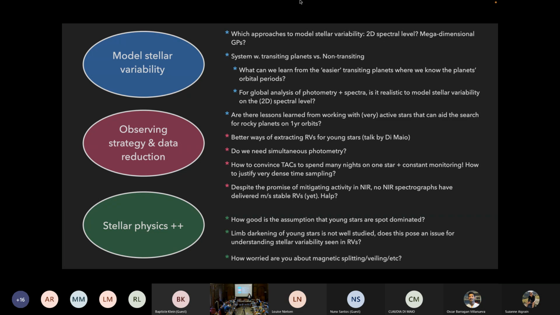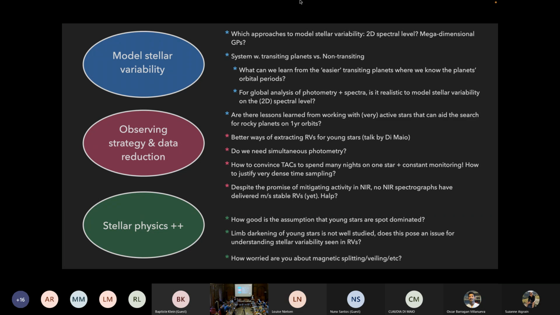I think we can use the young stars to validate some of the models and methods that we've been developing, because the signals are so much clearer and they rotate faster, so we see the line distortions much better, as we saw in Claudia's talk. And so there are a lot of things where the activity signals are much easier to access, and therefore we can use them to test our methods.